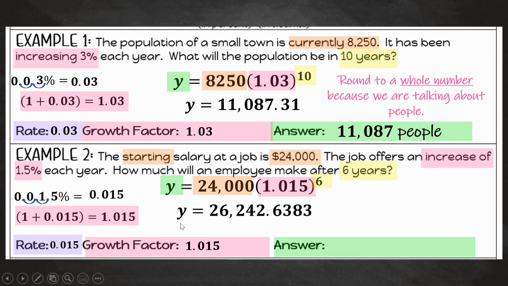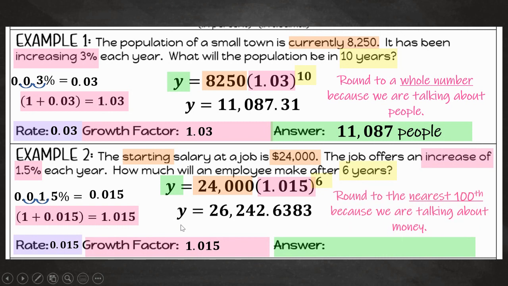Once you do that and you hit equals, you're going to get 26,242.6383. Now, in this particular example, we are talking about money. In money, we're always going to round to the nearest 100th. So our final answer is 26,242.64. So 64 cents.